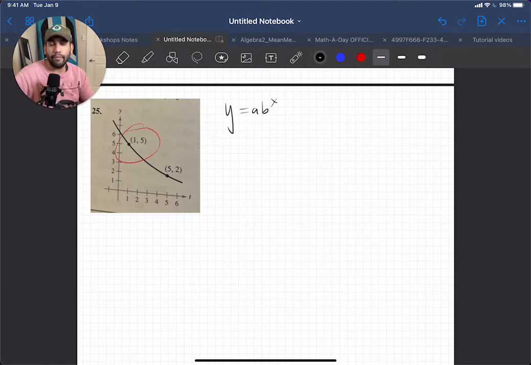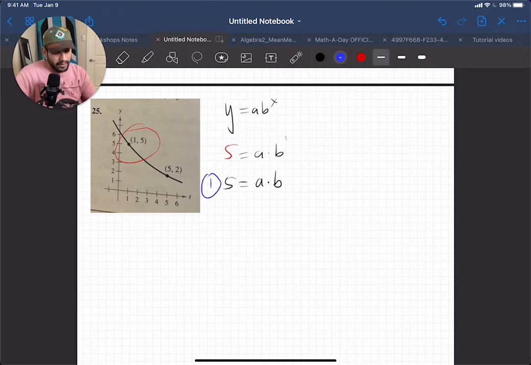So x is equal to 1, y is equal to 5. I have no idea why I said that in that order. So 5 equals a times b to the power of 1. Check this out. Even if I try to simplify this, I get 5 equals a times b. Gives me nothing. But you know what? I'm just going to leave that equation there and label it equation A so we can keep track of it.